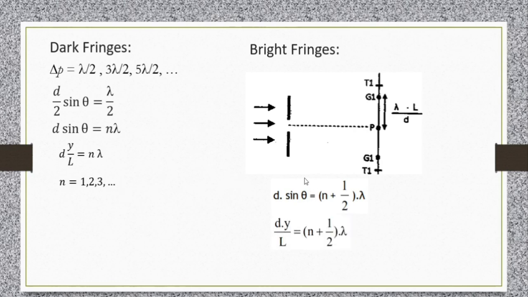Because the sine of theta can be written as y over L, we have this equation for the bright fringes of single slit diffraction, where n is an integer. Remember here that d is the width of the slit.